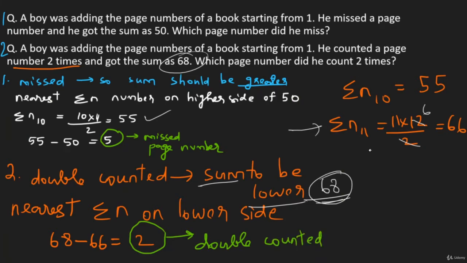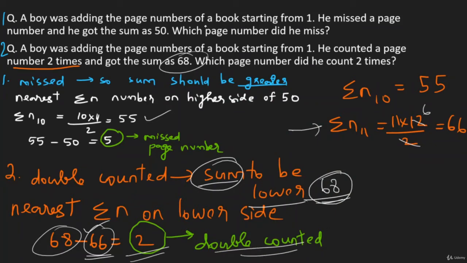Let's quickly revise. The boy counted a page 2 times, therefore the value that he got is greater, so the actual value he should have got is on the lower side. So we are trying to find the actual value that he should have got. Over here we see that the actual value which the boy should have got is 66. He got 68 because he counted 2 times.